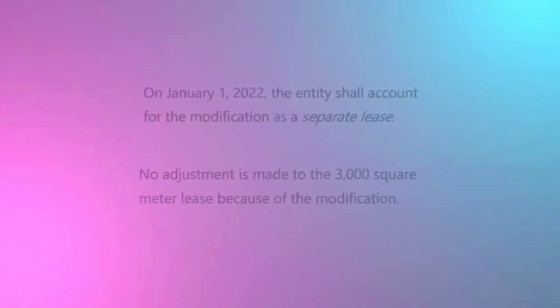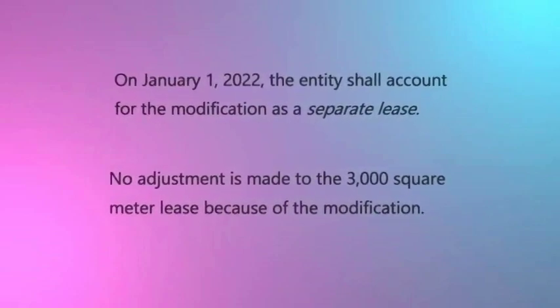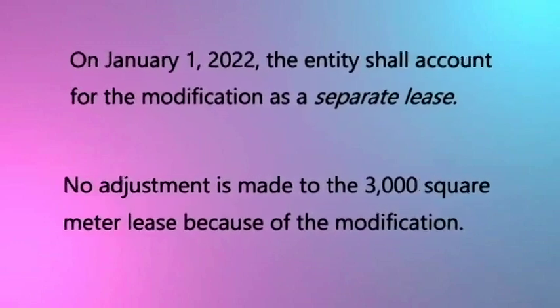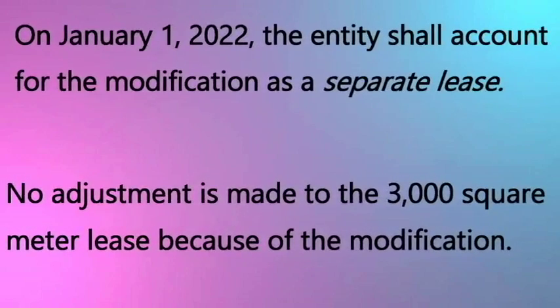So, on January 1, 2022, the entity shall account for the modification as a separate lease. So, the entity shall recognize the right of use asset and lease liability for the additional 45 square meter lease space on January 1, 2022. So, no adjustment is made to the 3,000 square meter lease because of the modification. So, dito, unlike the other situation, ina-account natin yung changes or increase in scope as a separate lease.